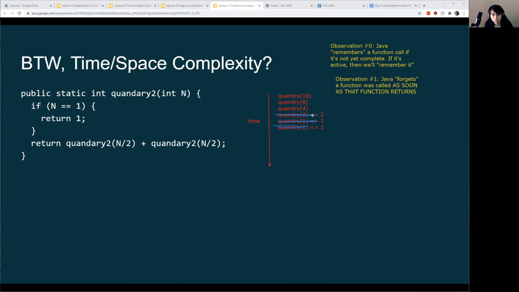Java only has methods, not functions? Yeah. So technically, if we're saying Java, we're talking about methods, but all methods are functions. Not all functions are methods.